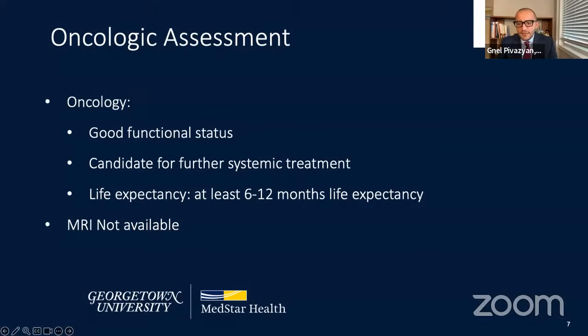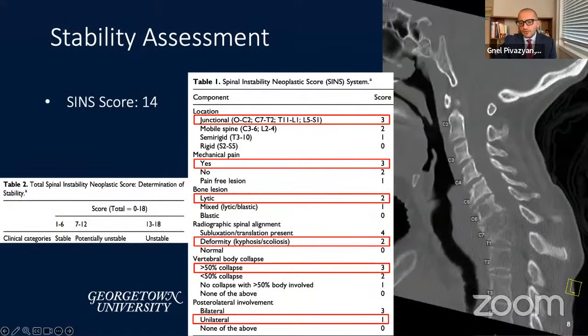Oncology was consulted, and they deemed that given the young age, good functional status, and disease burden, the patient is a candidate for further systemic treatment and has at least 6 to 12 months of life expectancy. Unfortunately, pre-op MRI was not available. As far as a stability assessment, the lesion is junctional, involves mechanical pain. It's a lytic lesion causing deformity with greater than 50% vertebral body collapse, and involves unilateral posterolateral elements, giving a total SINS score of 14, which is in the unstable category.